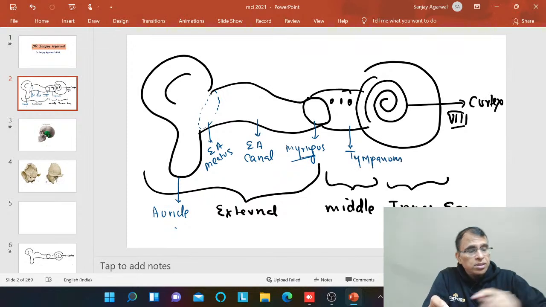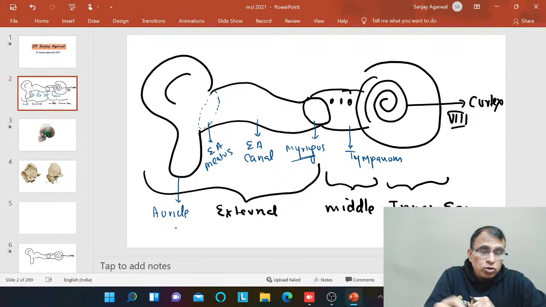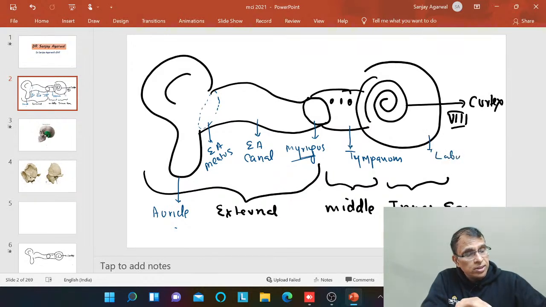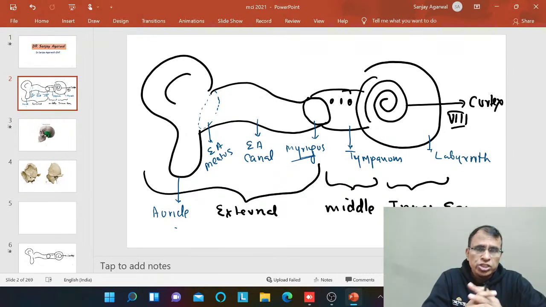So see, middle ear is called tympanum. So myringoplasty and tympanoplasty, there is a difference. In myringoplasty you repair the tympanic membrane, and in tympanoplasty you repair the middle ear. And inner ear is of course the labyrinth. So this is the first thing that you should know, the main names, the common names of the structures.